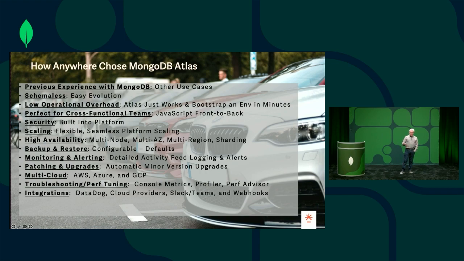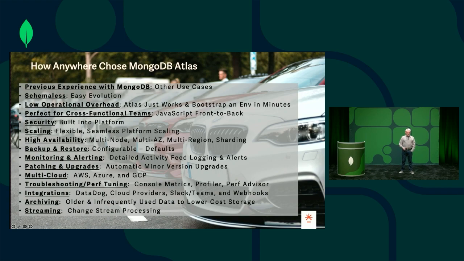Plenty of integrations, custom webhooks we use, Slack, Teams, Datadog, we use all of that. Online archiving. This is an incredible feature. Your older and infrequently used data can be stored on lower cost storage. And change streams. We use change streams a lot. The primary use case for change streams, for us anyway, is for audit trails. Instead of having to build complicated audit trail logic, I can use change streams to write those audit records into a separate collection, and I have a full audit trail.